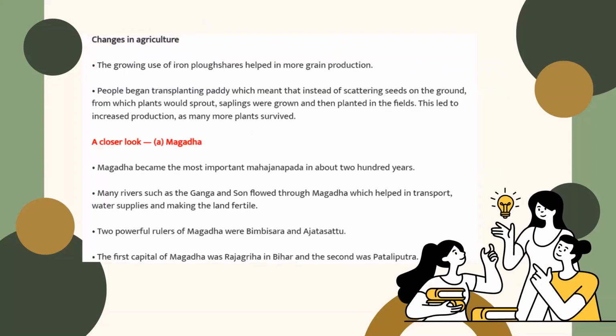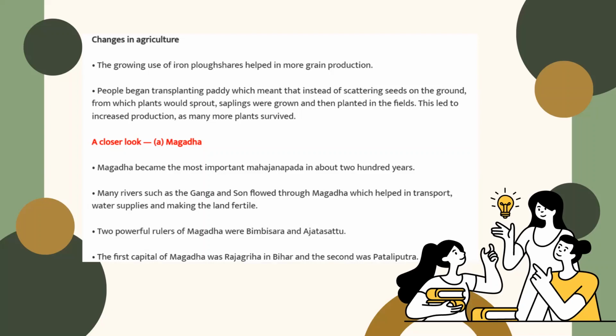So what were the changes in agriculture that took place over the period of time? Gradually, the use of iron ploughshare grew, and these iron ploughshares helped in grain production. People also began to transplant paddy. That means instead of scattering the seeds on the ground from which plants would sprout, they would rather grow the sapling and then plant it in the field. This led to more production, as many more plants can survive.